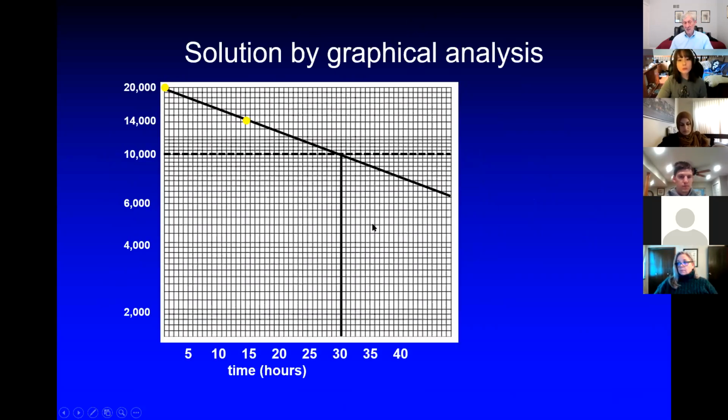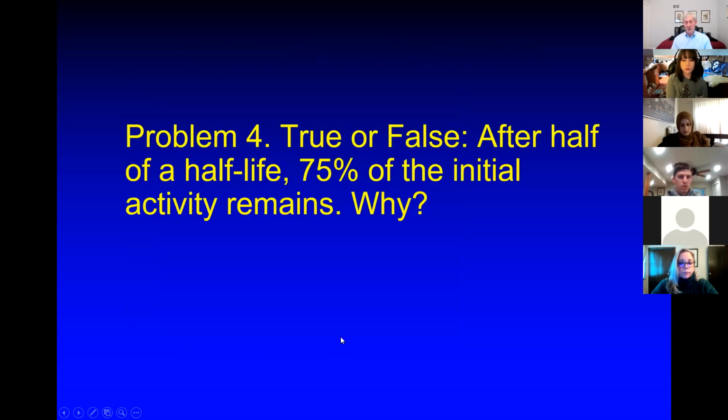By graphical analysis, if you only had these 2 points right here, here's 20,000, here's 14,500. Simply extrapolate this straight line. You're on logarithmic graph paper. Go here to where it intersects the 10,000 point and drop a vertical. And right there, 30 days, right on the money.